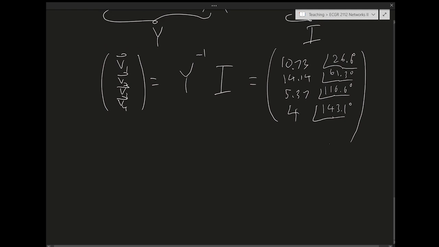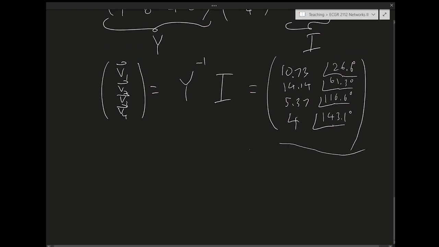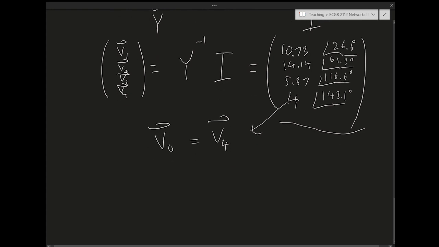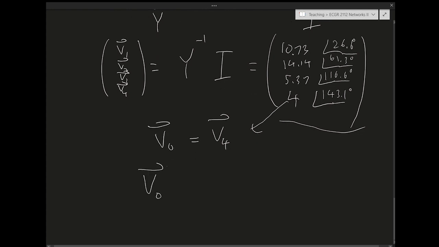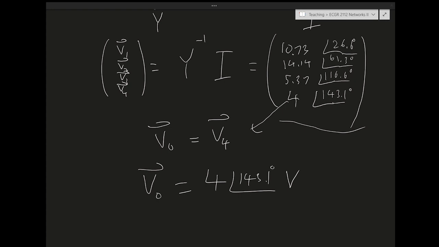The result of the calculation, and as we said, V4 equals V0, so it's the last term. So V0 is going to be 4 volts at an angle of 143.1 degrees. Okay, so now we want to do the loop analysis.